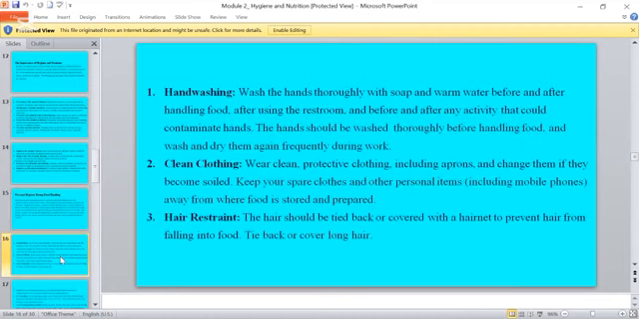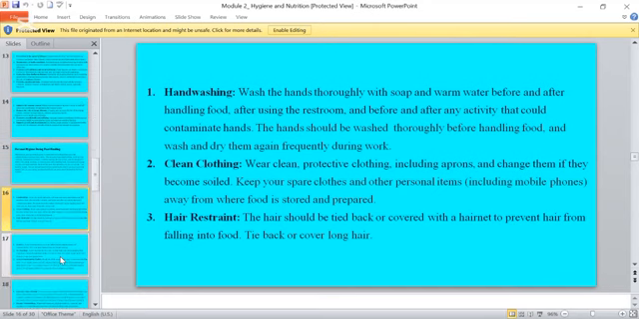So these are some essential practices for food hygiene. Number one, we have hand washing. You must wash your hands thoroughly with soap and warm water before and after handling food, using the restroom, or before and after any activity that could contaminate the hands. You should also wear clean clothing, protective clothing, including aprons, and change them if they become soiled. The hair should be tied back and covered with a hairnet to prevent the hair from falling into food.